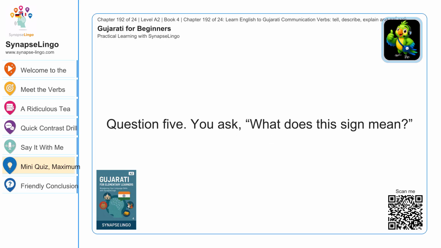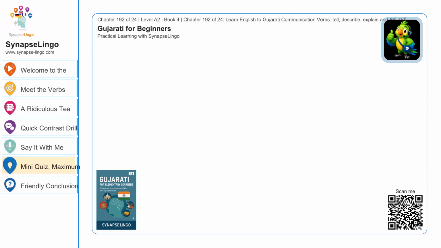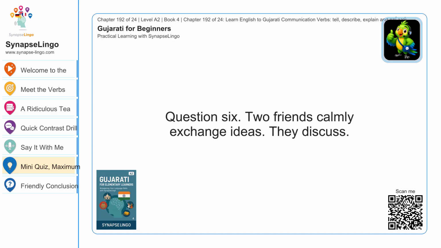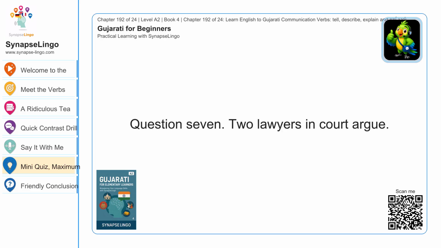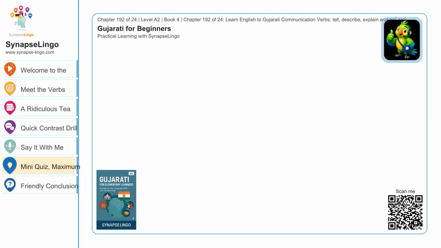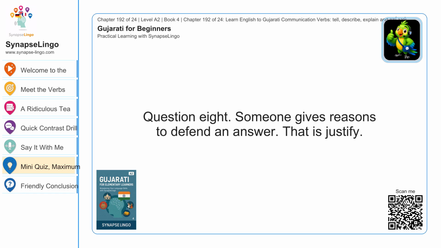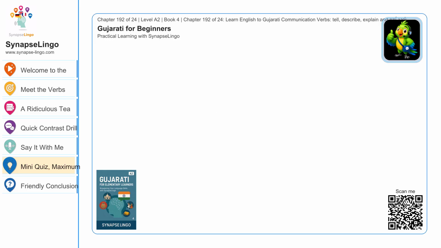Question 4. Before buying two phones, you want to compare them. સરખાવવું. Question 5. You ask, what does this sign mean? અર્થ હોવો. Question 6. Two friends calmly exchange ideas. They discuss. ચર્ચા કરવી. Question 7. Two lawyers in court argue. દલીલ કરવી. Question 8. Someone gives reasons to defend an answer. That is justify. વાજબી ઠેરવવું.